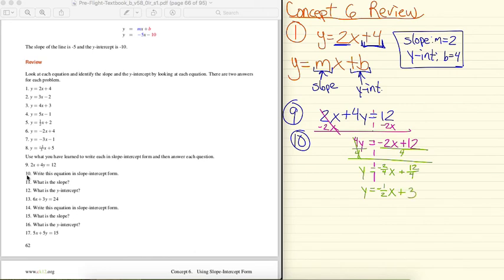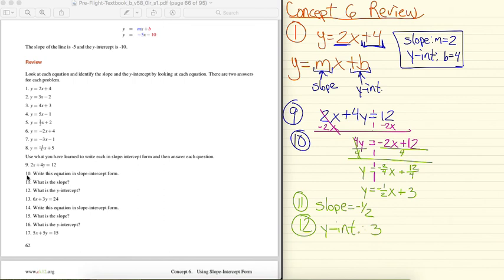So now parts 11 and 12 from the review set say what is the slope and then what is the y-intercept. Our slope would be the number multiplied in front of x, which is negative 1/2, and our y-intercept is the number added on the end, so positive 3.